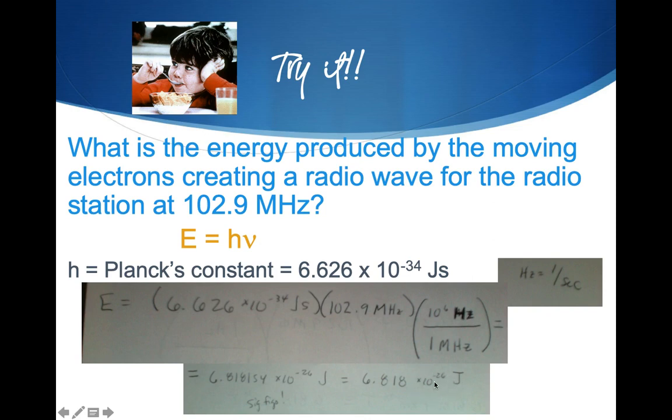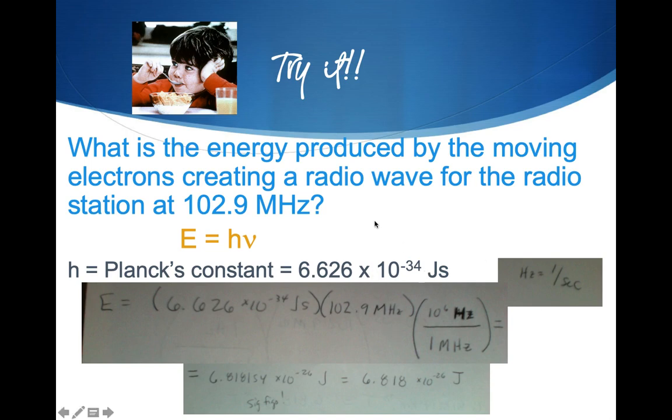An unbelievably small amount of energy, which is good because radio waves are all over the place. If they were high energy, that would be super dangerous to be around because it could cause problems with our cells. So that's a good thing. So now we proved it. It is a ridiculously low amount of energy, but it's enough energy to produce a wave that we can then use a radio station to hear. And that's the entertainment piece of it.